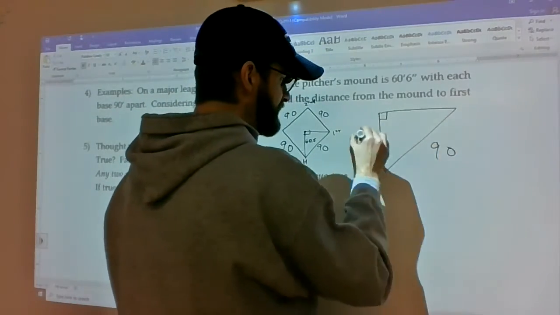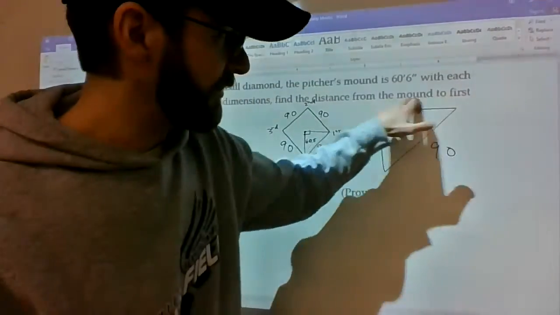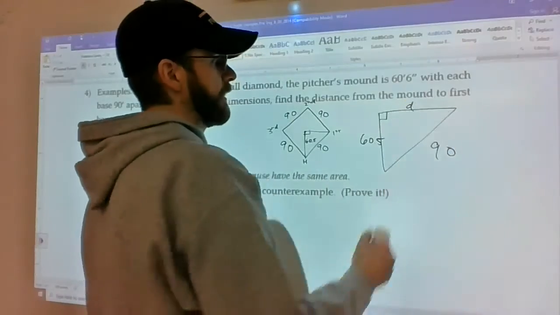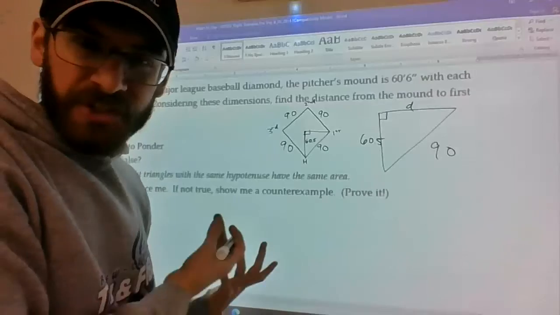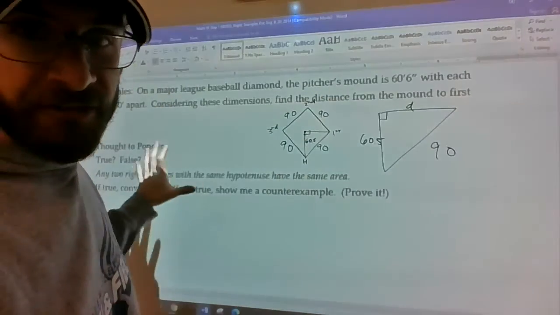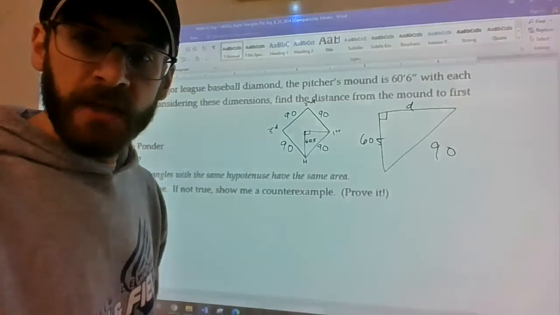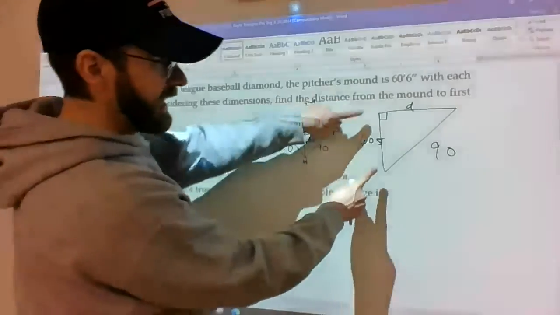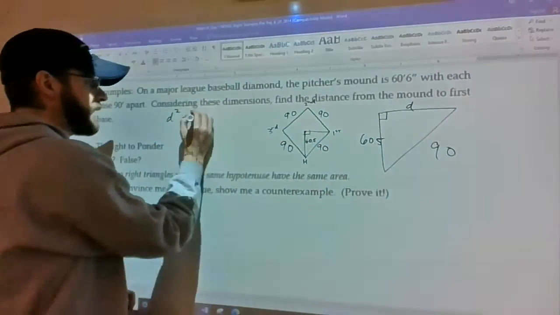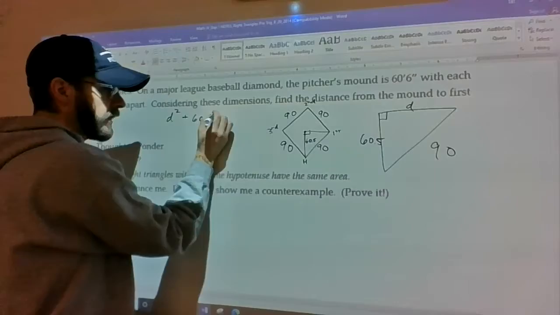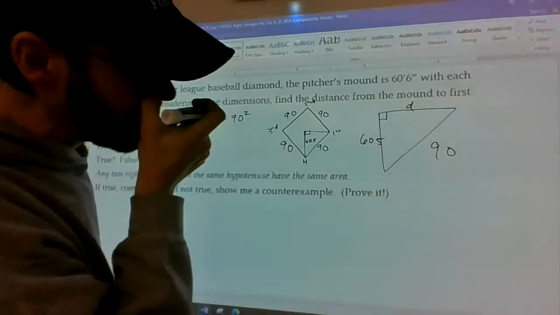If this is 90 and this is 60.5, what's the value here? The distance, I'll just call it D, from the pitcher's mound to first base. And this is not a big deal, right? We're just taking an applied problem here, visualizing something in real life, and applying the Pythagorean theorem to it. So the Pythagorean theorem says D squared plus 60.5 squared should equal 90 squared if we have a perfect right triangle.